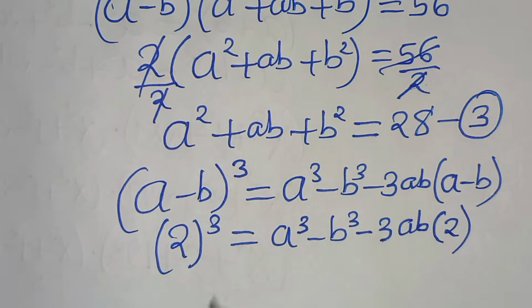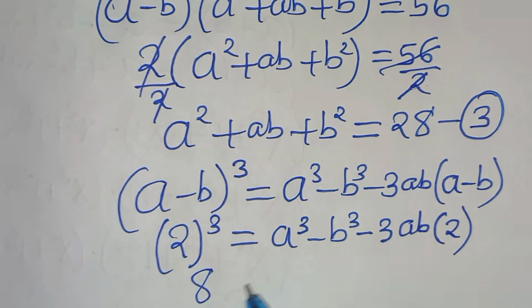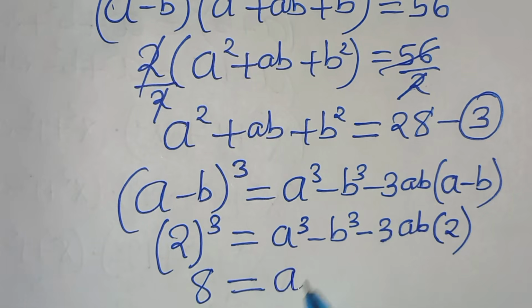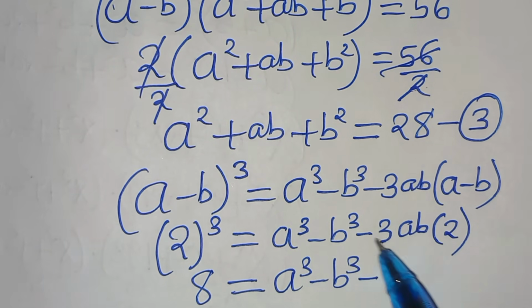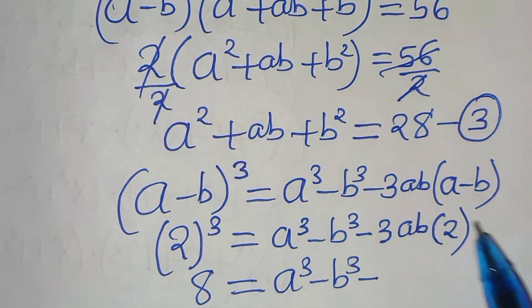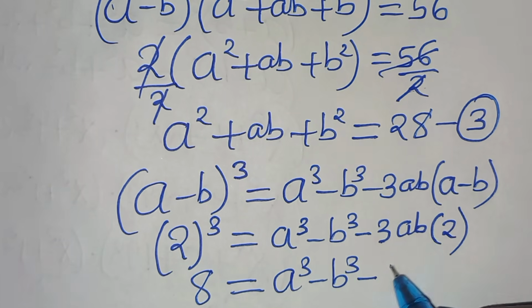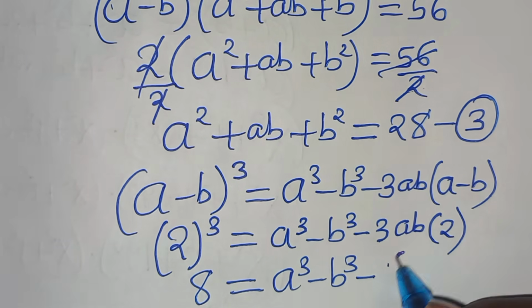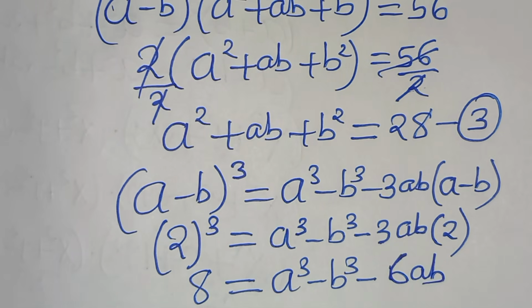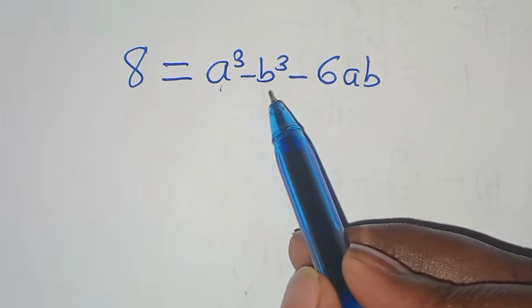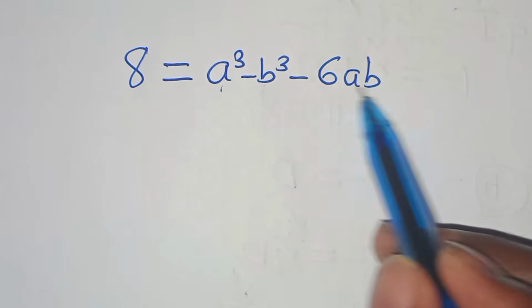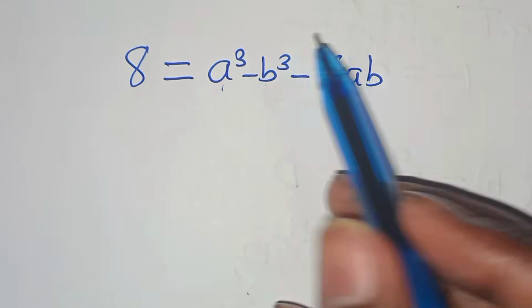Now, the next step is that 2 to the power of 3, this is 8, which is equal to a to the power of 3 minus b to the power of 3, subtract, now we have 3ab times 2. This is minus 6ab. Now here we have 8 is equal to a to the power of 3 minus b to the power of 3 minus 6ab.